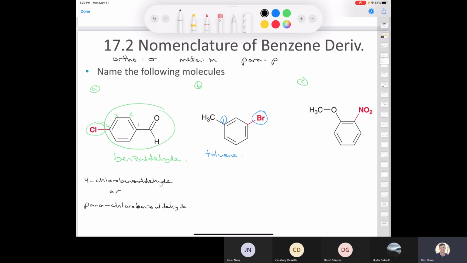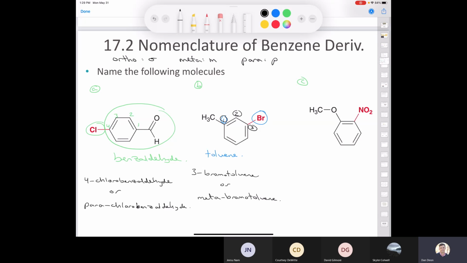And this would either have to be 3-bromotoluene, because where the methyl group is, I assume that's 1, 2, and then 3 over here. Or, as somebody else, oh, I guess nobody wrote it, but you could also call this meta-bromotoluene. Same thing. Okay, and the last one.